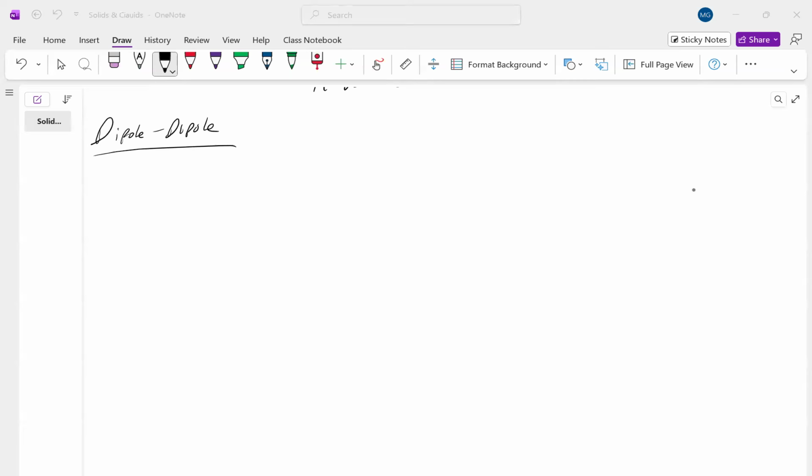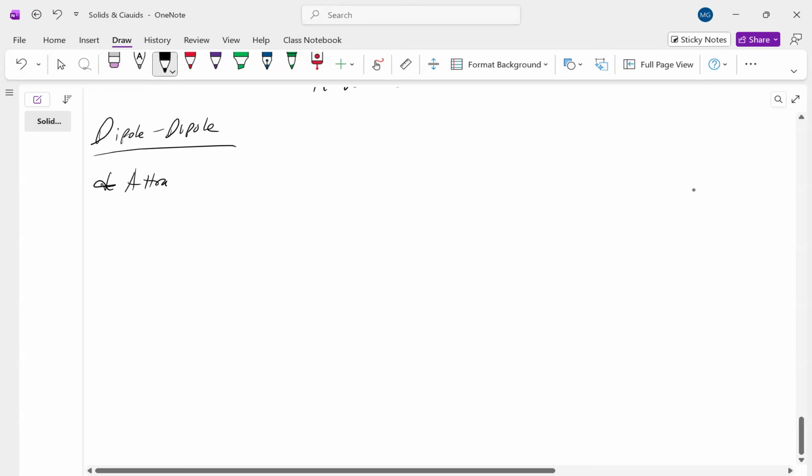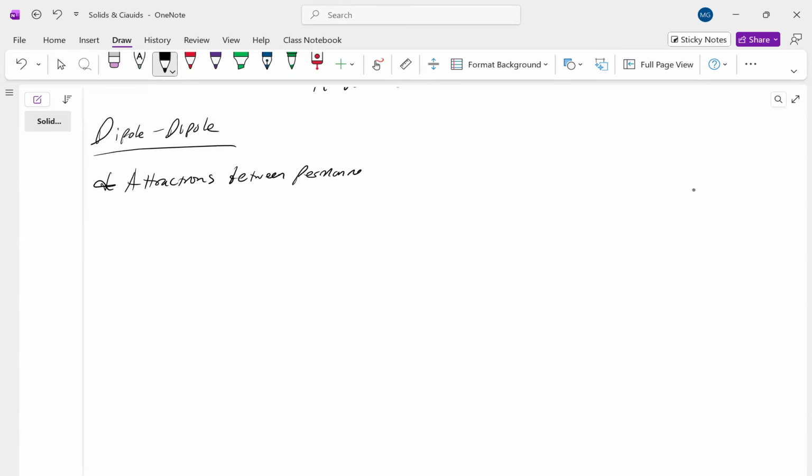Let's take a look at our second type of intermolecular force, and these are known as dipole-dipole interactions. And these are attractions between permanent dipoles. That's what sets this apart from London dispersion forces, is that these are molecules that have a permanent dipole in them. And so that means these have to be polar molecules.